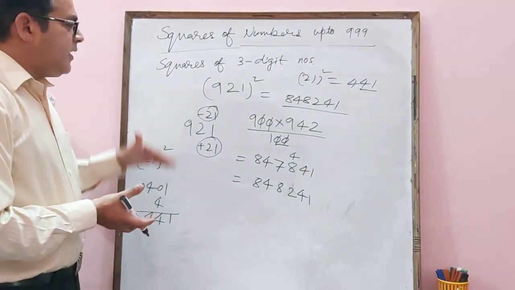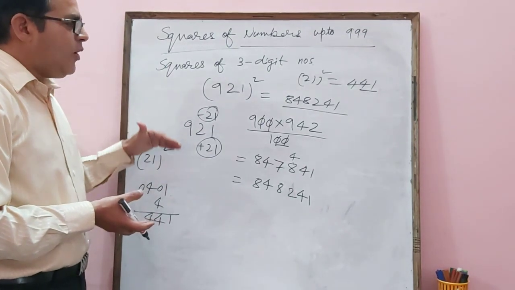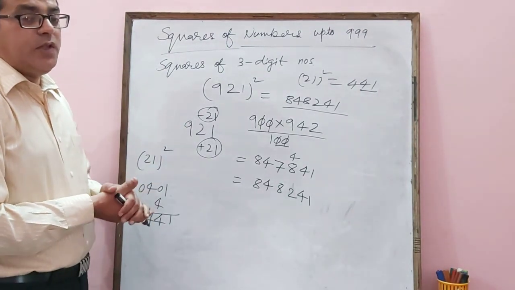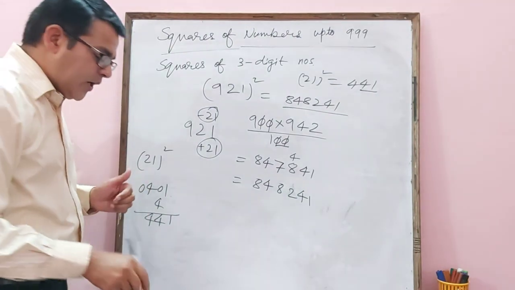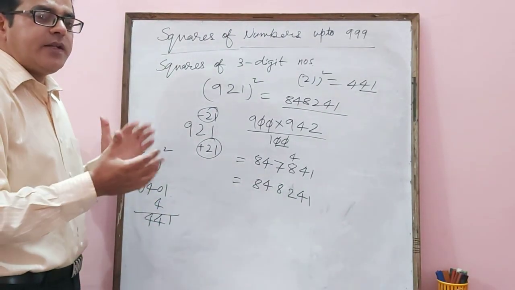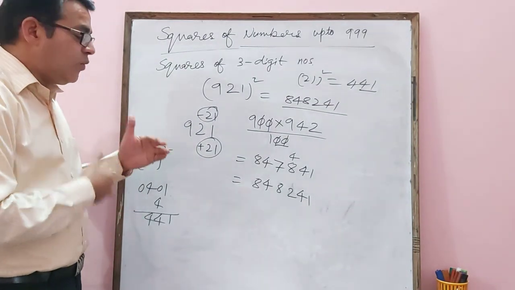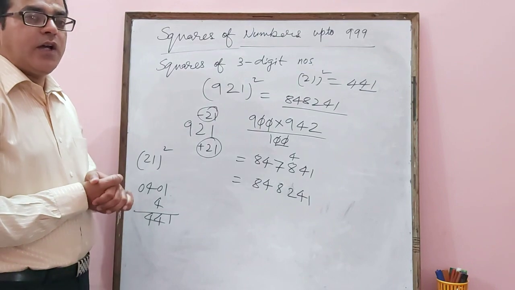So using these steps you can find the square of any 3-digit number within seconds. But the important thing is you need to practice. Practice makes you perfect in this. Otherwise you will take a lot of time for the calculations.